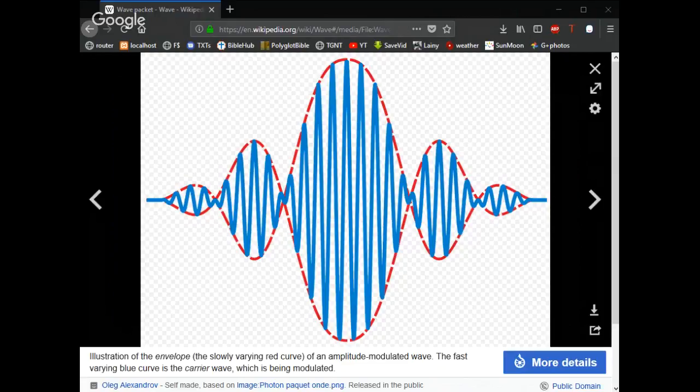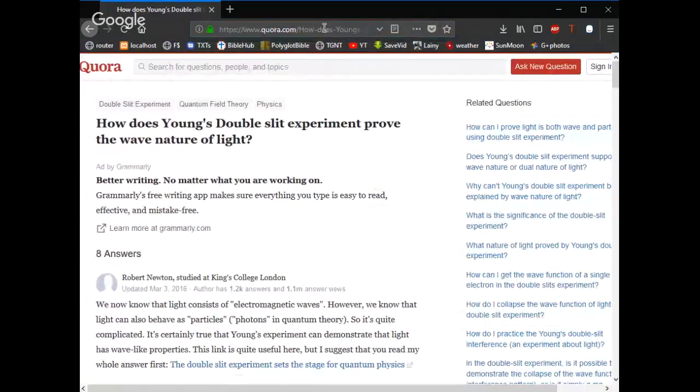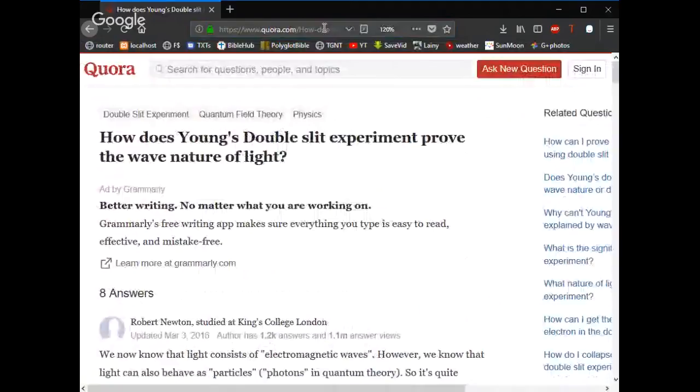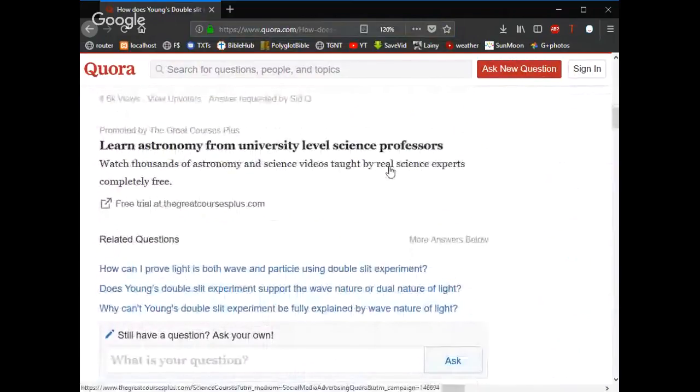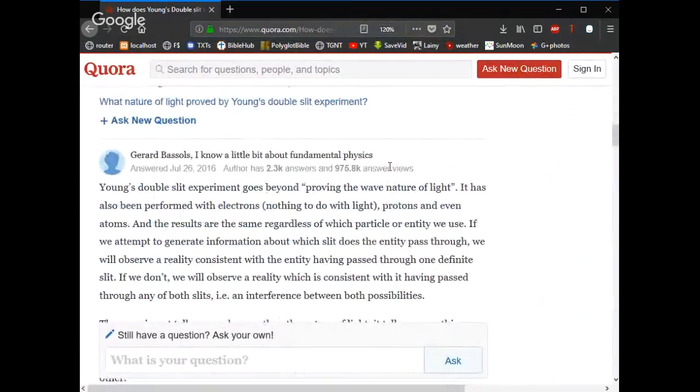Let's look finally, because like I said, it's just not gnarly enough, at a double slit experiment. And there's a comment here that I want to read, at least show you, from this guy, Gerard Bassols.